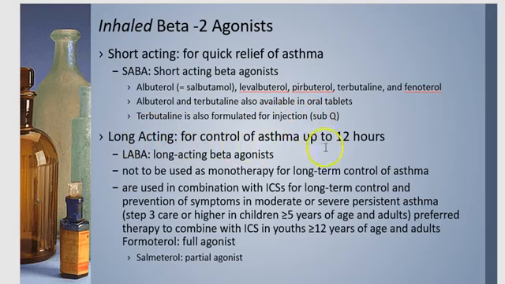All right, so the long-acting beta agonists offer control for asthma for up to 12 hours. And these are not to really be used as monotherapy for long-term control of asthma. And you typically see them in combination with ICS, or inhaled corticosteroids. And so, mechanistically together, these two drugs in combination work really well. And for children especially, the patient population that includes children, there is really good evidence that these are actually the preferred therapeutic approaches.